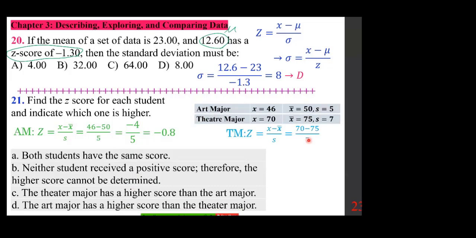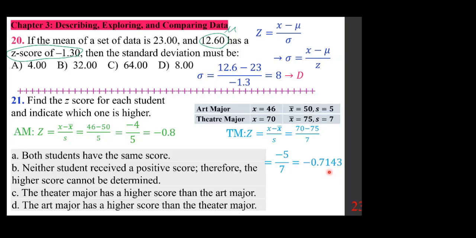And x is given, x bar, s, do the math, and here's what you get. Now, before we go over the answer, I want to explain a couple of things. When the z-score is 0, if you happen to have a class that they curve, the z-score of 0 means your score is identical to the class average.